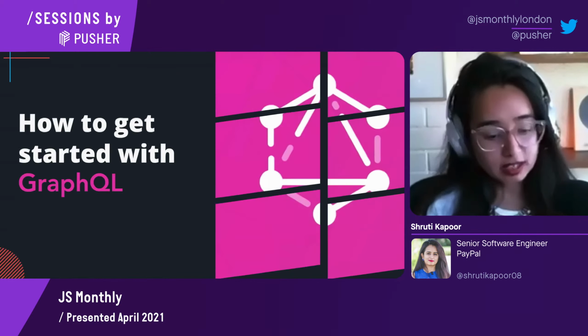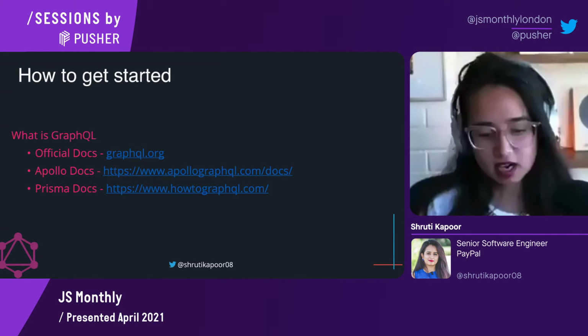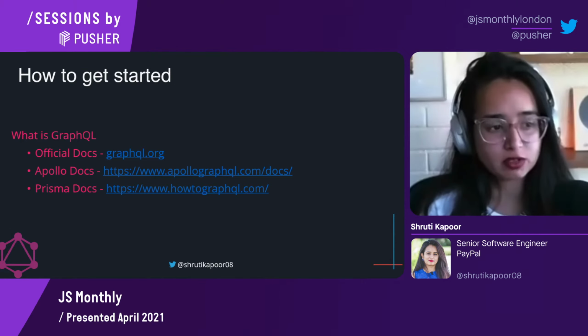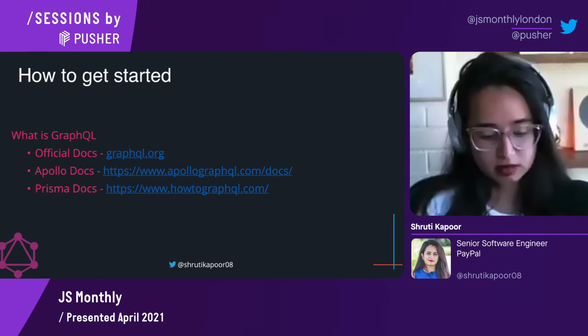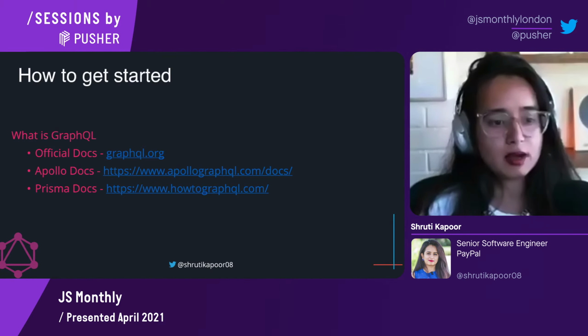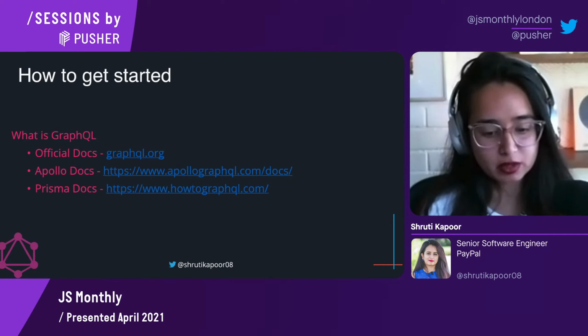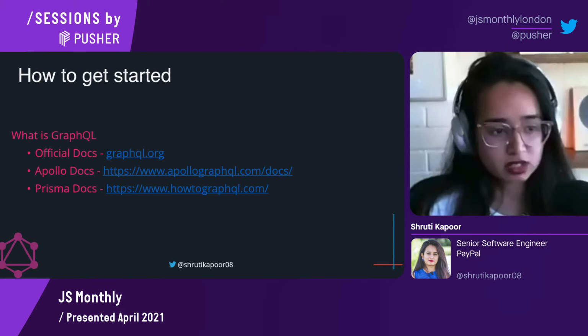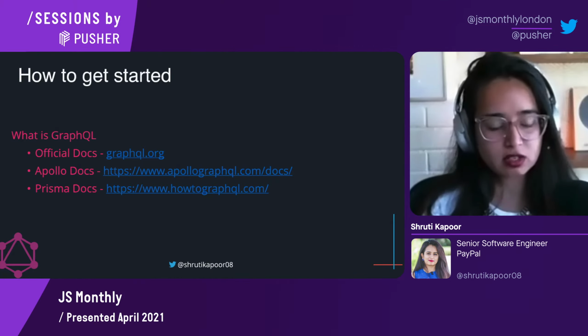So if you like GraphQL and you want to get started with it, here are some common places to get started. Another amazing place is the official GraphQL docs, which is on graphql.org. It has a list of FAQs as well, which is really amazing as a follow-up to this talk if you're interested. Apollo Docs: Apollo is one of the libraries used for implementing GraphQL on the front end and the back end, and it has amazing docs as well. And then Prisma has docs with a quiz-based approach to learning GraphQL, which I found really helpful. It's on howtographql.com.